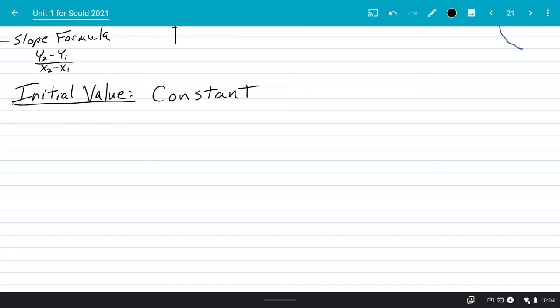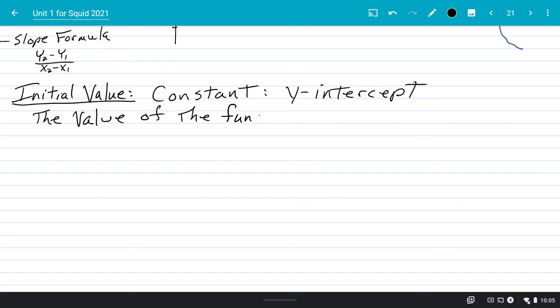Remember I shared that with you the other day, and a constant is just a number by itself, it doesn't have a variable with it, right? Initial value, constant. It's also the y-intercept. Your book defines it as the value of the function when the input is 0.